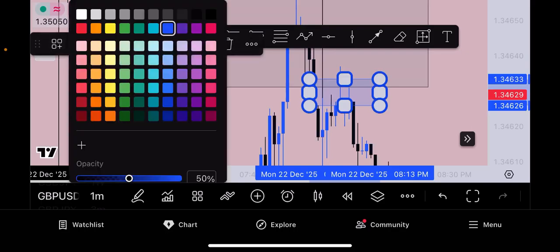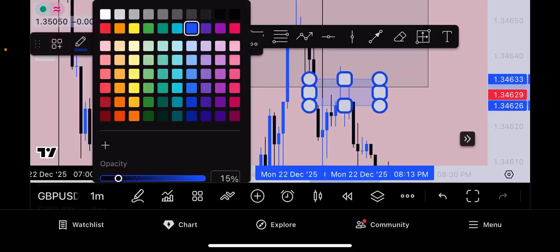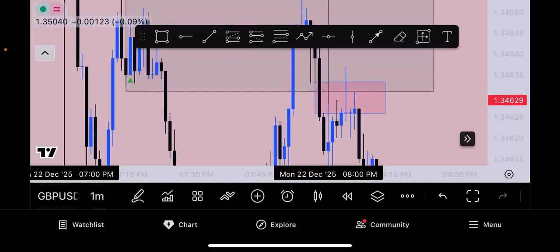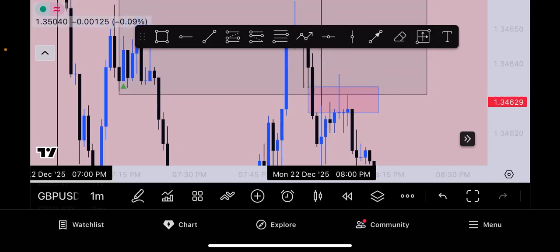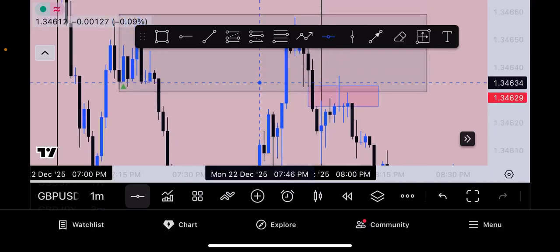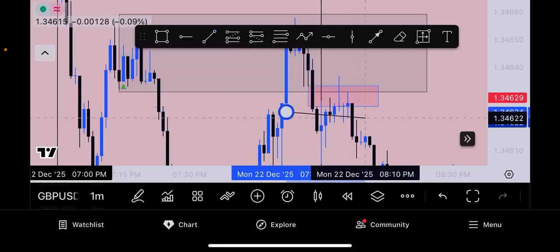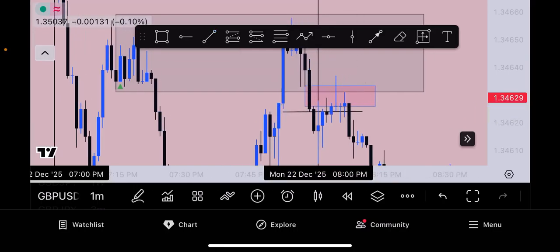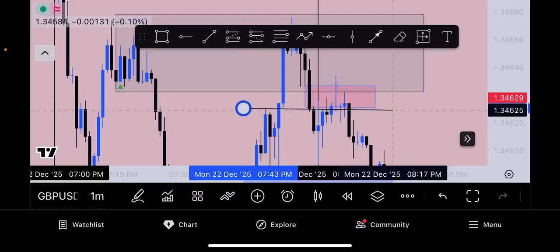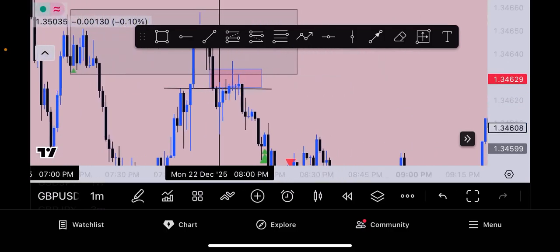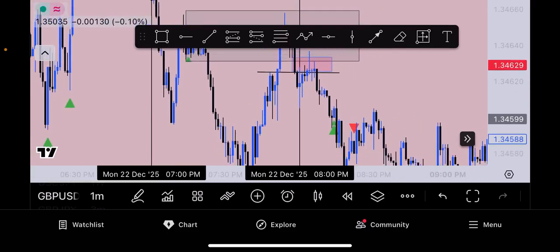Let me change the color so I want you guys to see this more clearly. This is going to be our entry area. This is the fair value gap the price created after we see a break below the candle that shot to the area where we are looking for a trade. So this is where we are going to enter our trade.